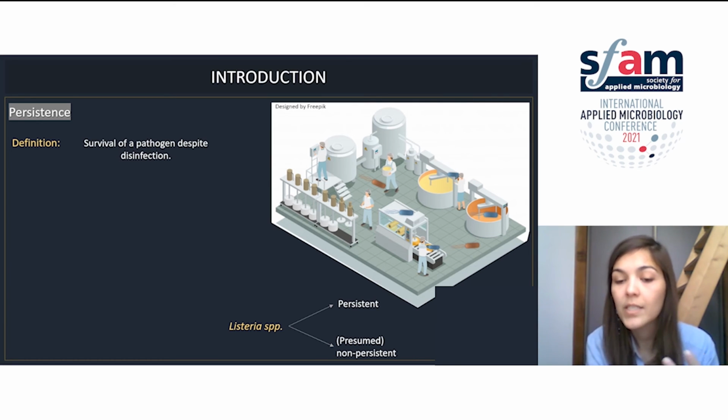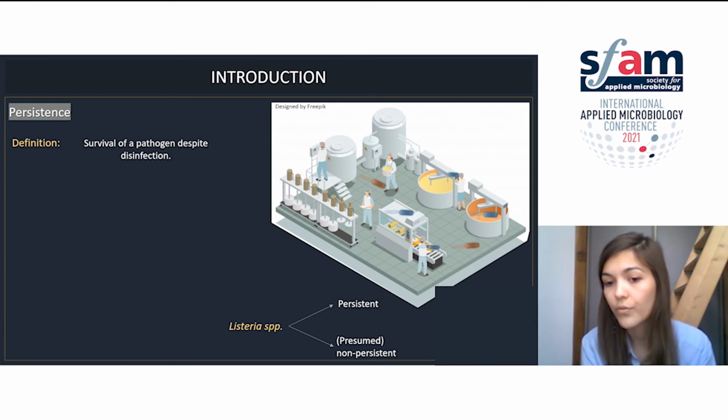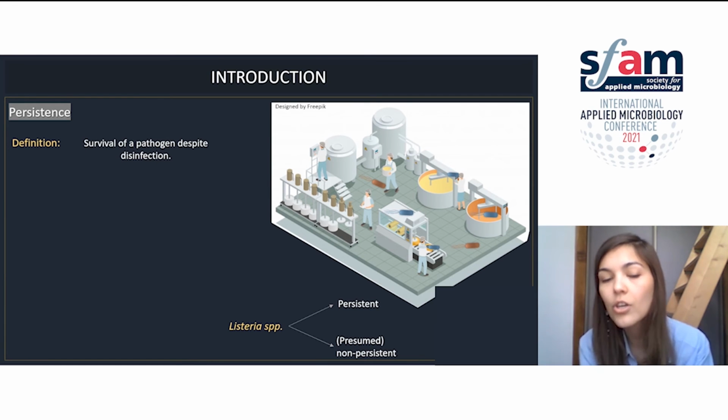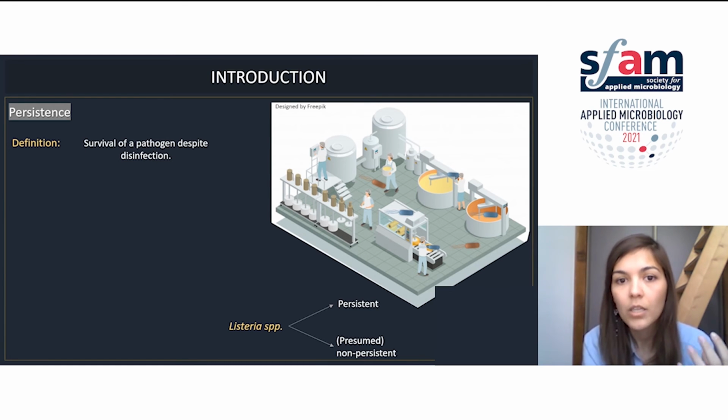So, when a persistent isolate is both hypervirulent and pathogenic, the possibility of an outbreak is increased, and this higher risk is due to the repeated dissemination of the persistent virulent strain throughout the food processing environment. So, the strain has a greater chance of contaminating the food products and causing an infection or an outbreak of the disease. But what are the factors leading to the persistence?